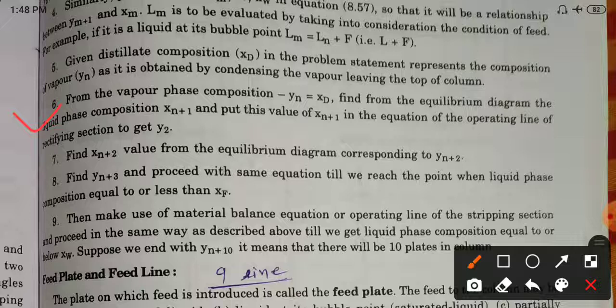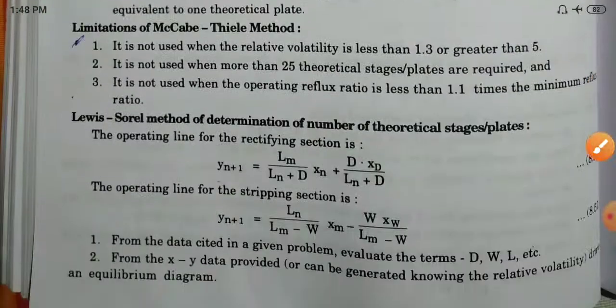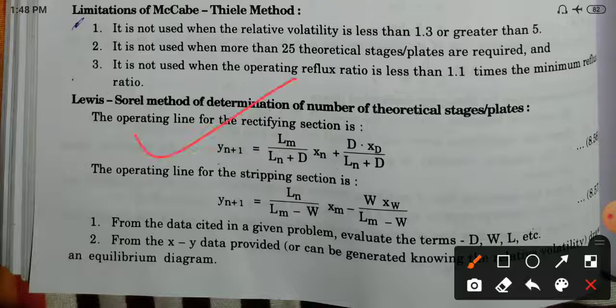We saw the first equation; which equation is it? This one is the rectifying section and the stripping section equation. Yn plus 1 is equal to Ln by Ln plus D times xn plus D xD by Ln plus D, and Lm by Lm minus W. Simply, what changes in the two sections? The sign changes, negative and positive. Where n appears here, m appears there.